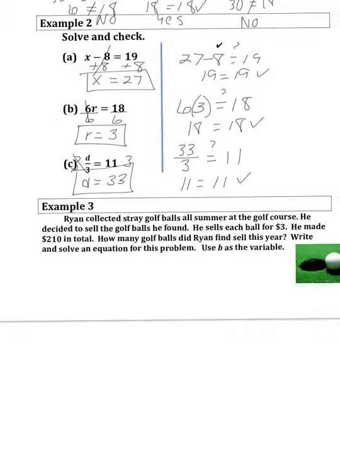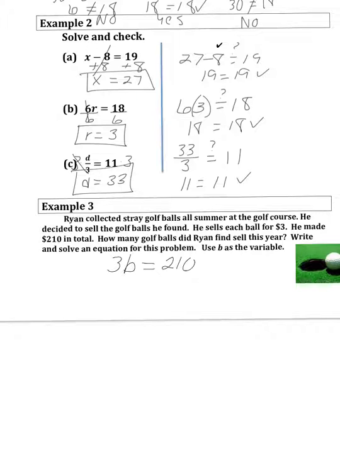So we know what happened here. We know that he was able to sell the golf balls for $3 a piece. So we can think of it as 3 times the amount of balls that he found. So our equation would be 3 times B equals the total. So in this case, 3B would equal $210. And again, we're trying to determine how many balls he was able to find.